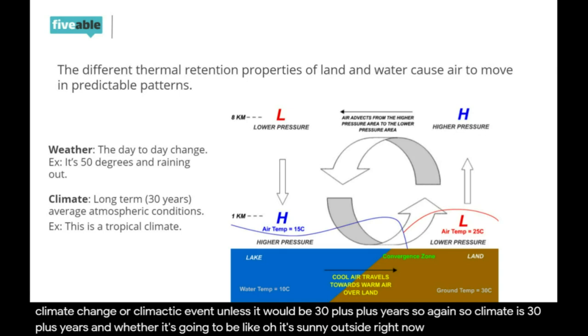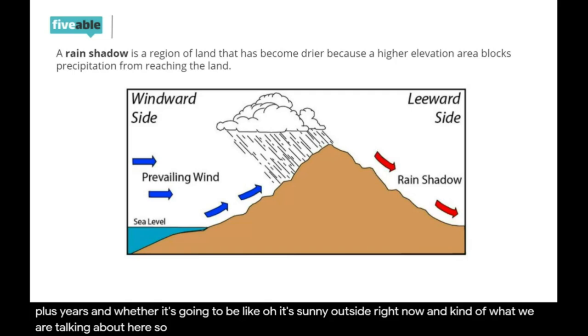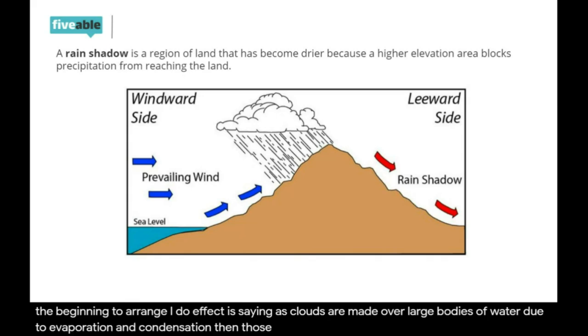And kind of what we were talking about here, a rain shadow effect. That's what that picture was at the beginning too. A rain shadow effect is saying as clouds are made over large bodies of water due to evaporation and condensation, then those clouds are usually pushed inland.